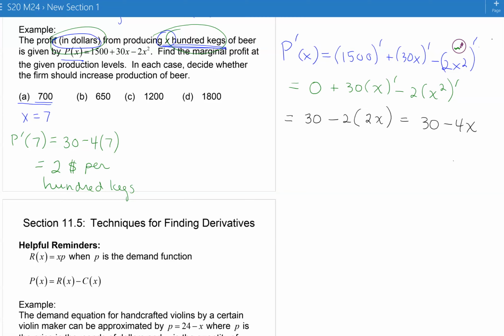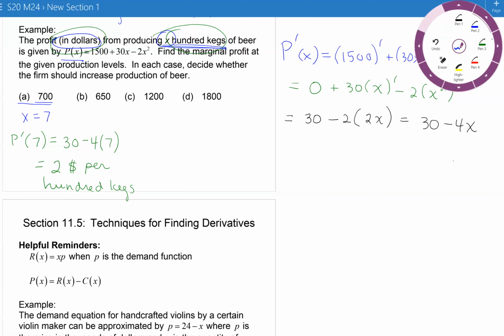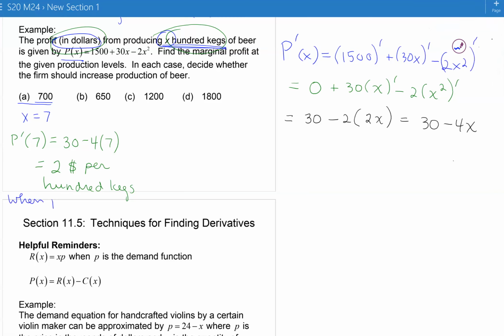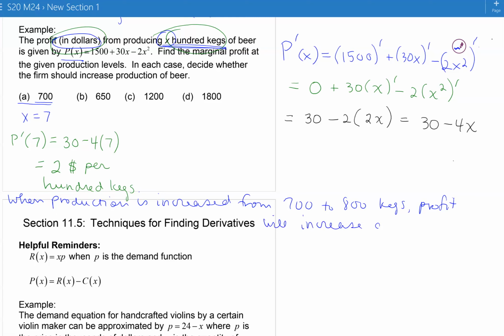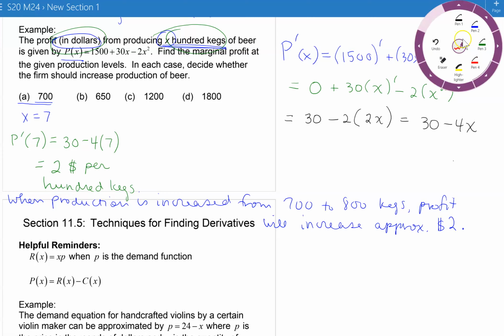Okay, so then interpretation, it's not asking you for that, but let me give you that part anyway. When production is increased from 700 to 800 kegs, profit will increase approximately $2.